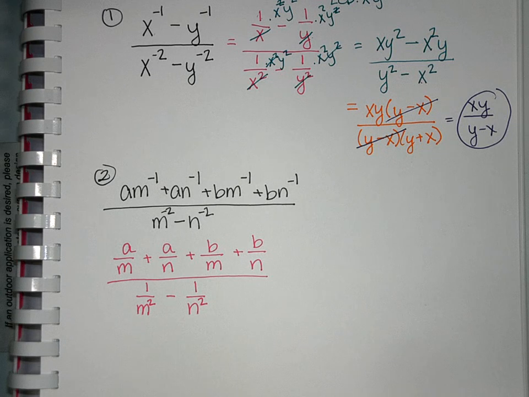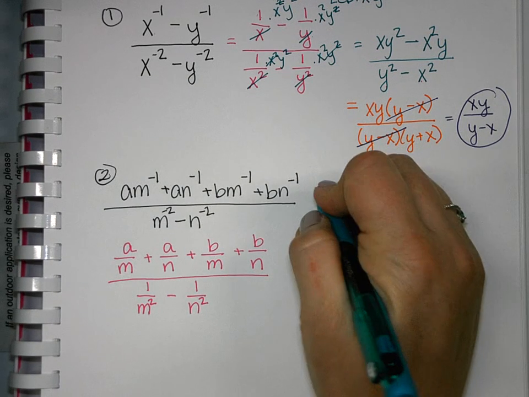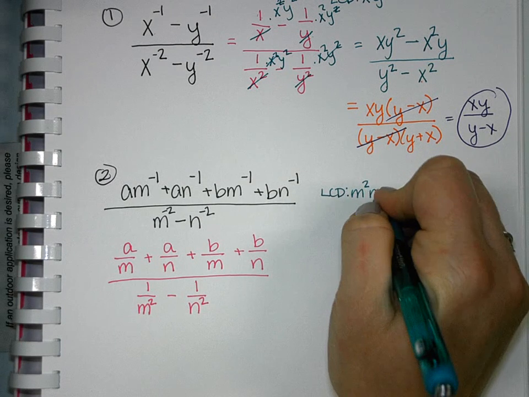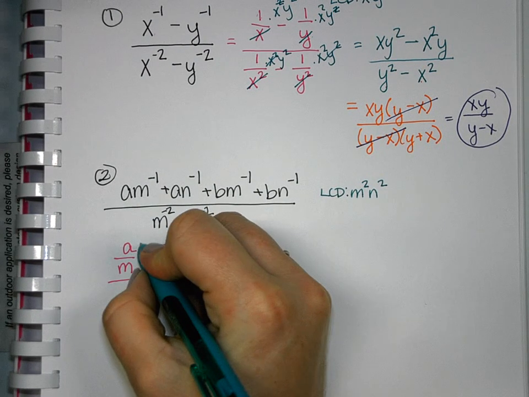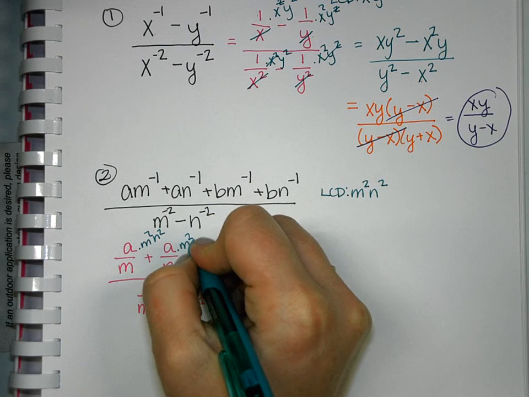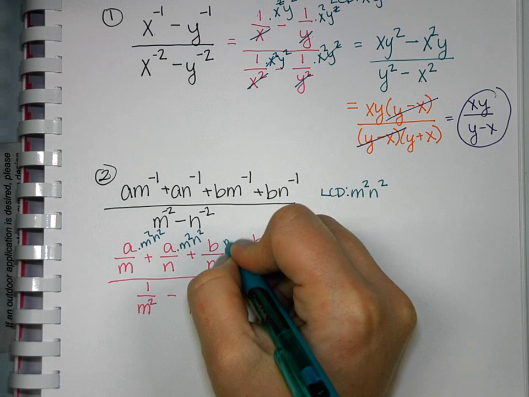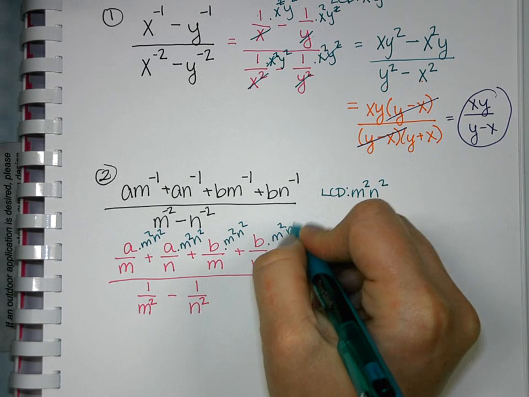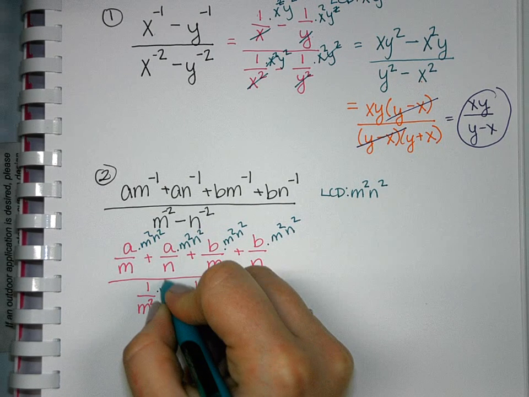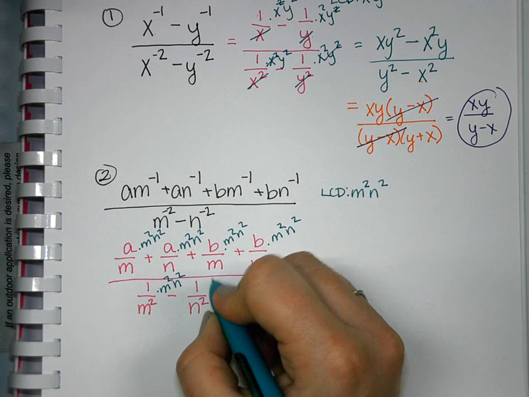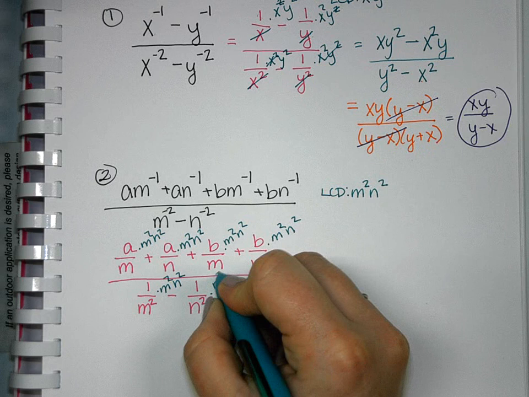We then go to figure out our LCD. So the LCD here would be m squared n squared. So we multiply each term by m squared n squared. And remember, we have to do this to each and every term so that we can get rid of the denominators within the expression.